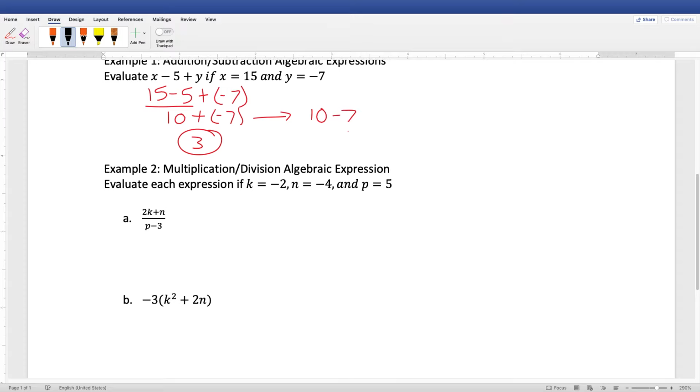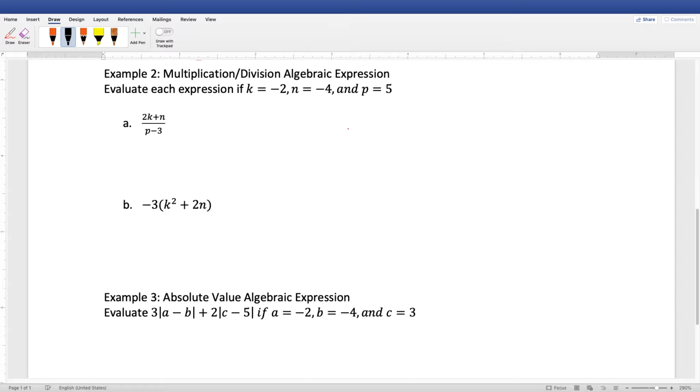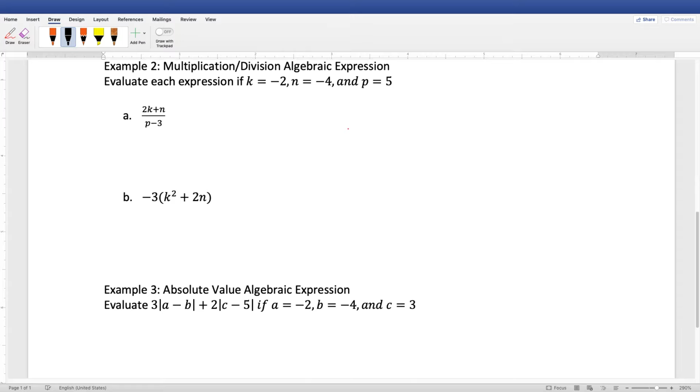Now we are going to do multiplication and division expressions. So again, we are just going to substitute these values in. Hopefully you guys know that when we have a division bar like this, that means that the top is in parentheses. You need to simplify that first and simplify the bottom before you divide. So my k value is negative 2.